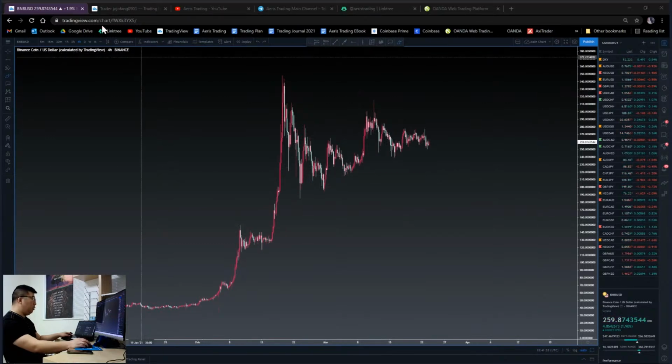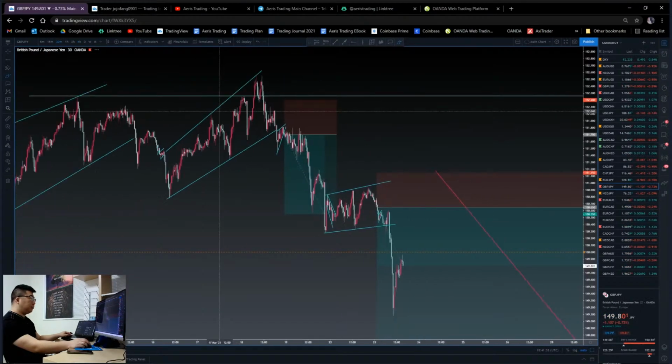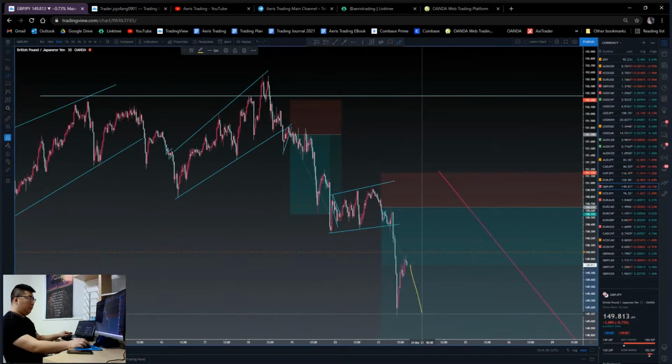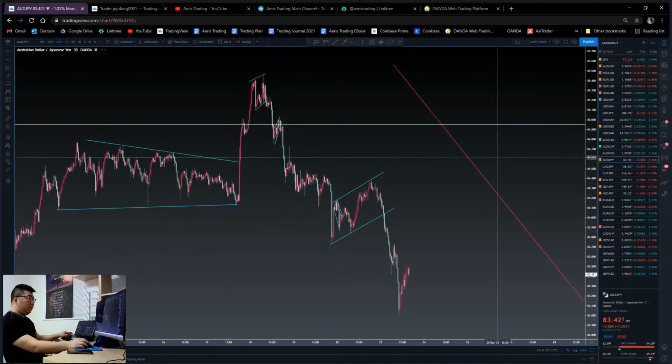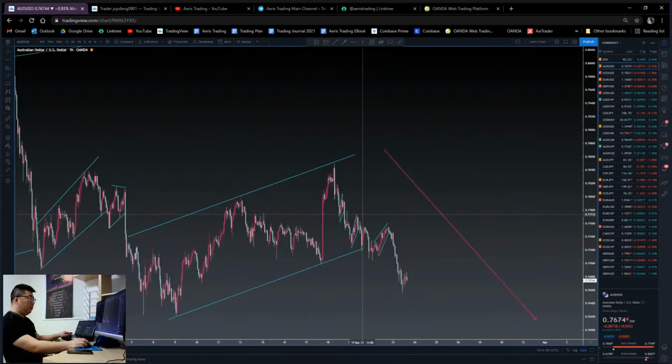Just again going over the positions. Pound yen, in this position here, looking to see what will happen, whether it's going to continue lower or pop to the upside. I'm going to move my stop loss to 1-to-1 profit if this continues upwards. Other pairs I'm looking at, I'm going to go through a quick run through them.